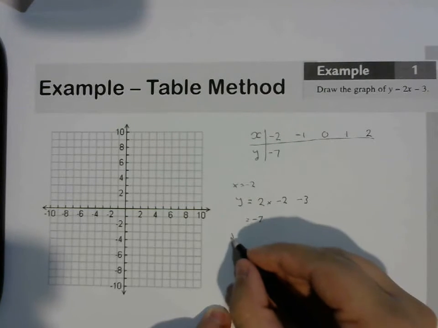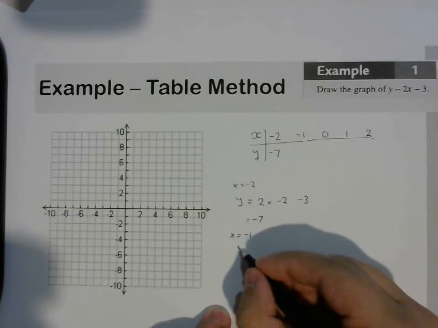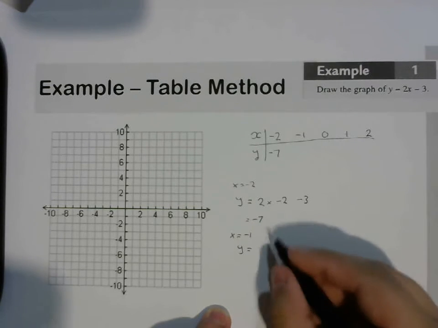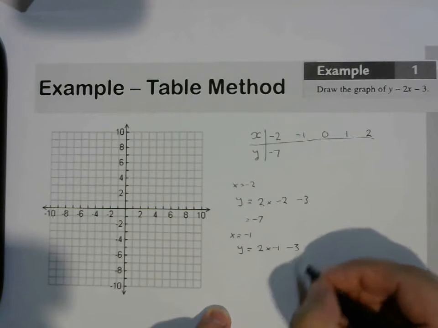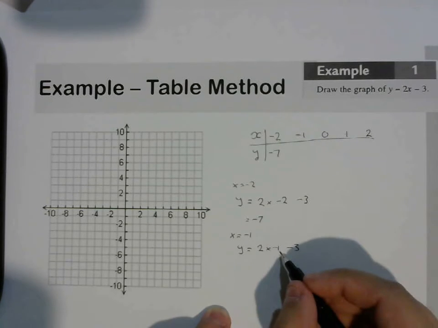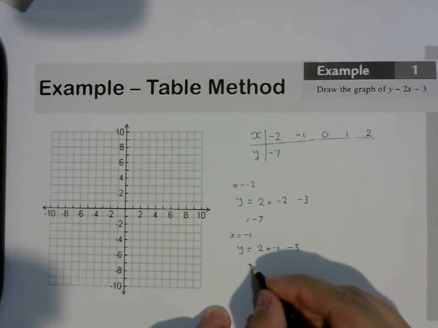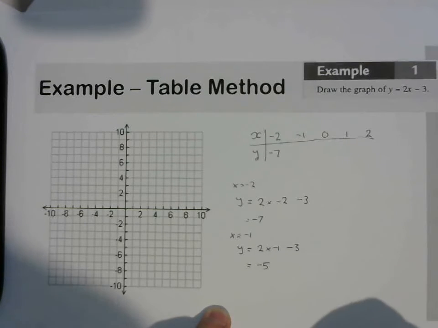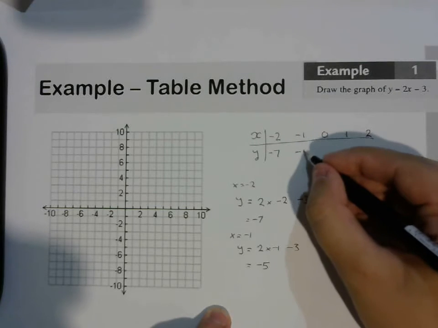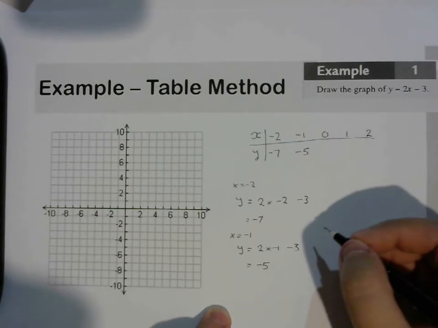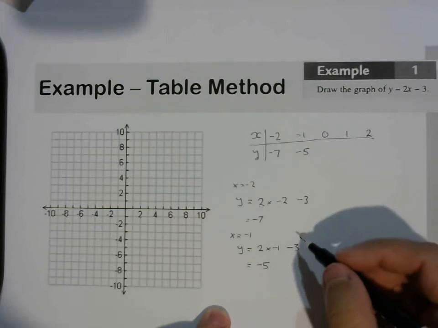I'll do that again for x is equal to -1. When x is equal to -1, y is going to be 2 times -1 minus 3. 2 times -1 is -2, minus 3 is -5. So when x is -1, y is going to be -5. And I will repeat that process for every single one of them.